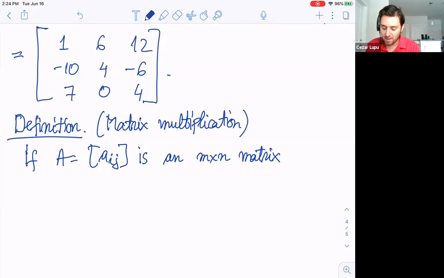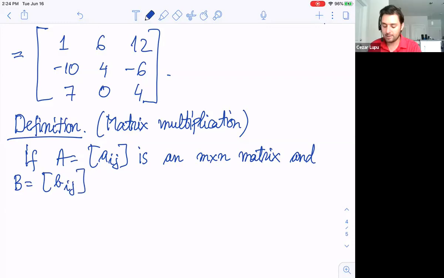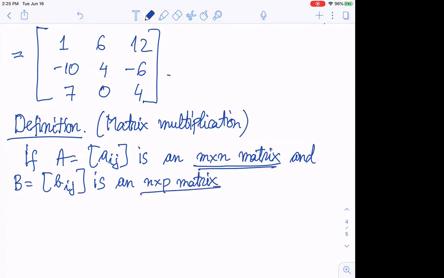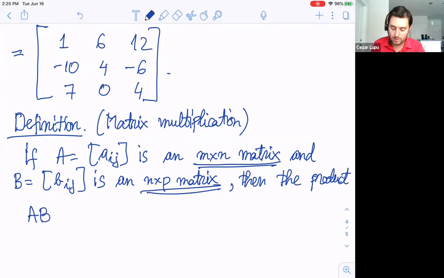Anyway, so now, if I have an m by n matrix, and I have another matrix B with the entries Bij, right? And this will be, pay attention, this will be very, very important. This is an n by p matrix, right? And then the product AB is an m by p matrix.